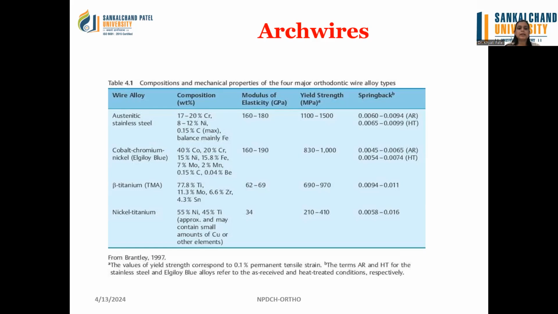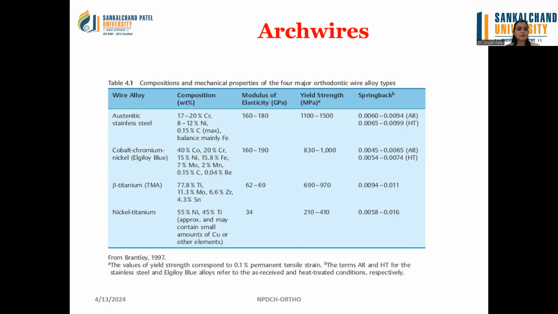Third one is the TMA wire, that is a beta titanium wire. It is also used for preparing different types of springs because of high resiliency. But the problem with this wire is it has high friction. So it is normally preferred while giving frictionless mechanics.